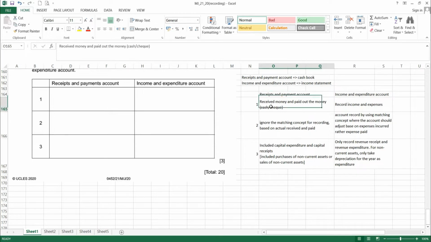Sometimes this one also can be the cash book. The point can be used for the same thing if the question comes up in other businesses, where they ask for the difference between cash book and the income statement. This is the same point that can be used. So this is for the first question.